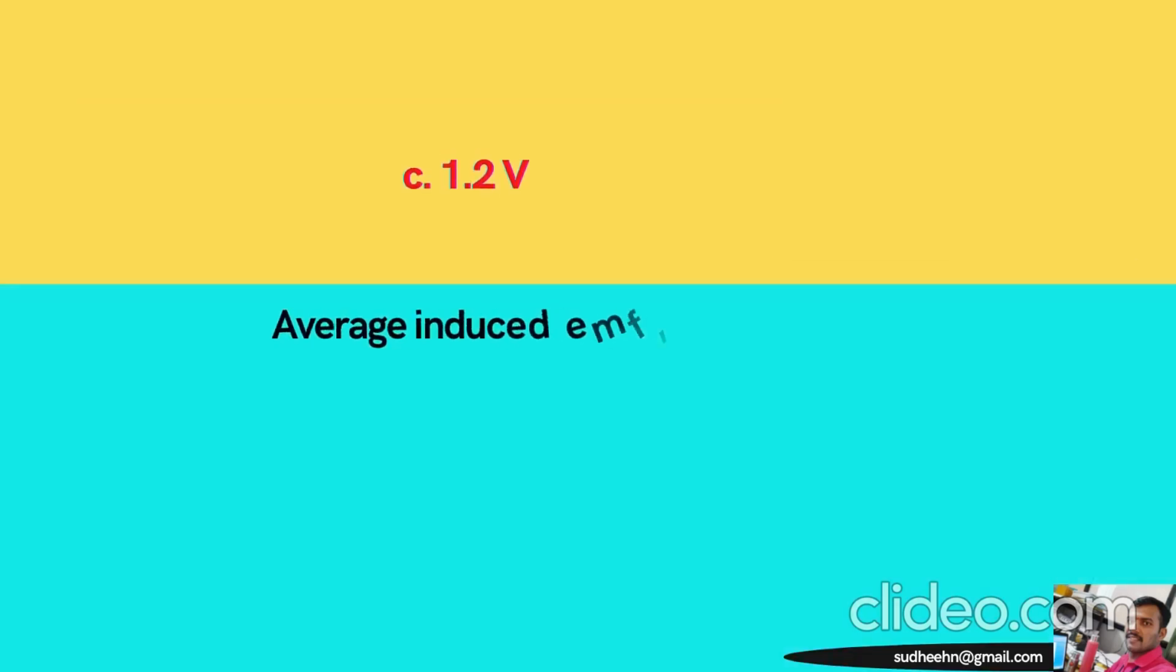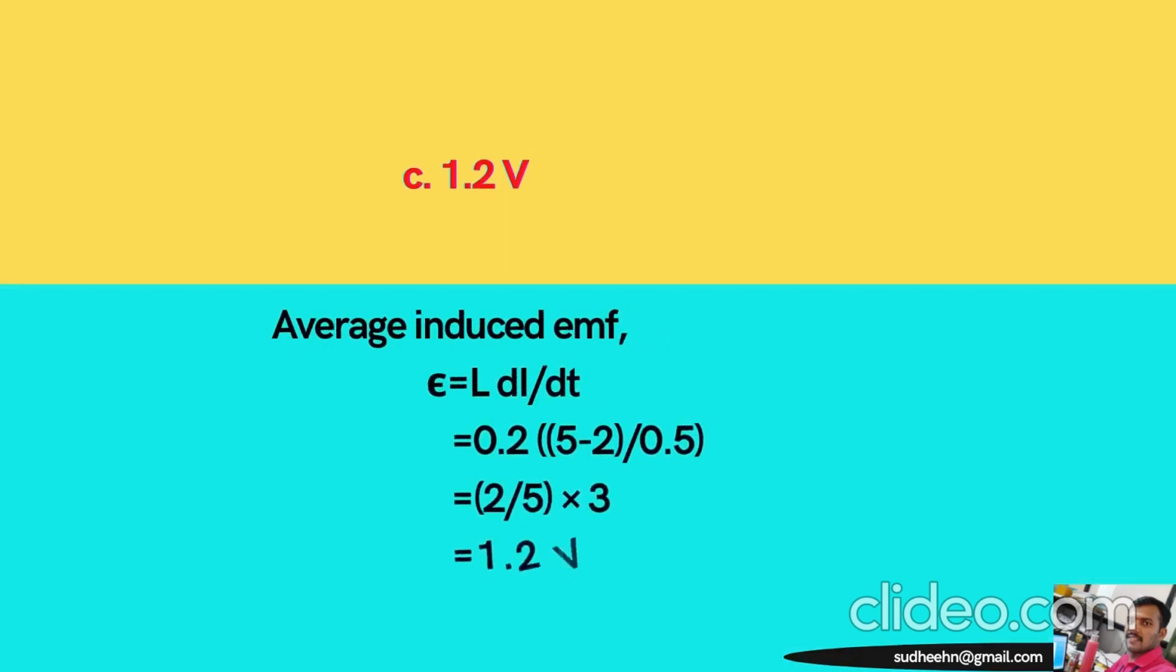And the right answer is answer C, that is 1.2 volt. This we have calculated with the help of the average induced EMF equation. Epsilon or E is equal to L into dl divided by dt, where dl is nothing but change in length and dt is nothing but change in time. By substituting that, we are getting the value E is equal to 1.2 volt.